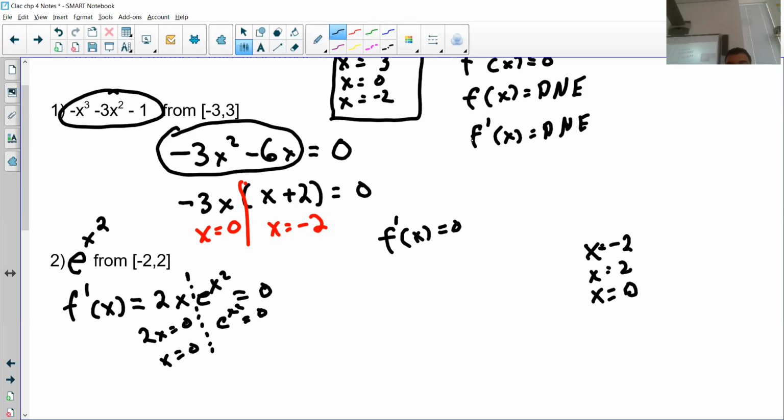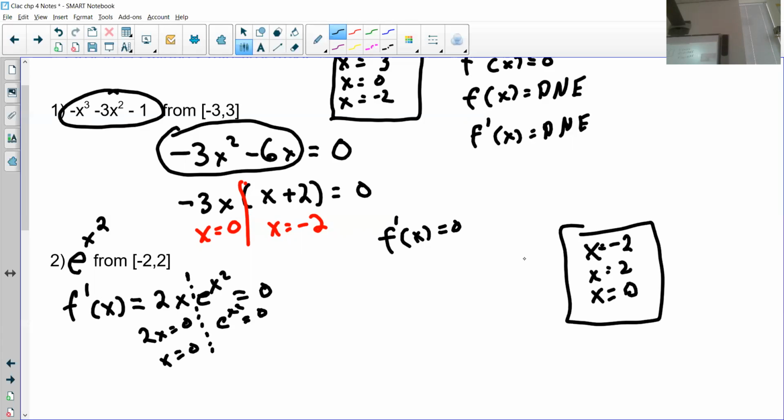Okay. In the original equation, is there anything that cannot exist here in the exponent? No, nothing is restricted. In the derivative, is there anything restricted? No. So then we have our value points: -2, 2, and 0.